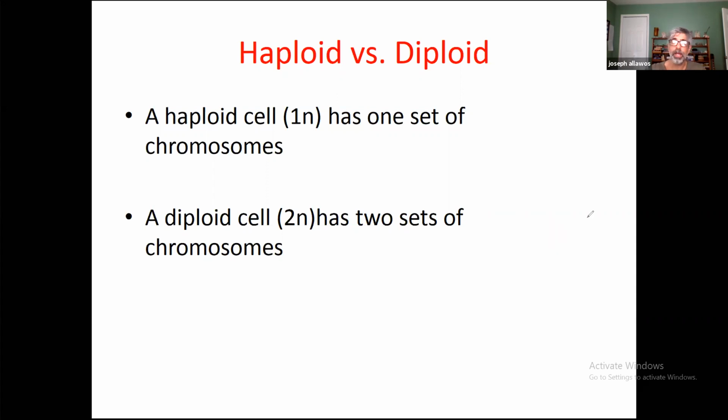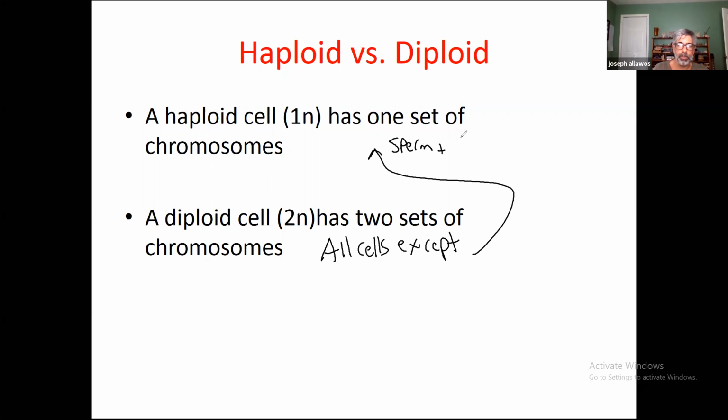Now here's the thing. A haploid cell has one set of chromosomes and a diploid cell has two sets of chromosomes. All the cells in your body as animals are diploid, except the only haploid cells in your body are the sperm and the egg. And of course, if you're male, you have sperm, and if you're female, you have egg. All other cells are in fact diploid.